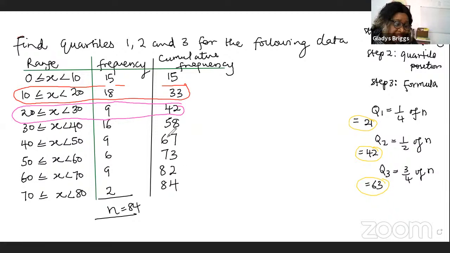And quartile 3 is 63. So it's not going to be in this one. It's going to be in the other one. So this is going to be your quartile 3. So now you got all the information in, yeah? You need to put them into the formula. And the formula is, where's our formula again?